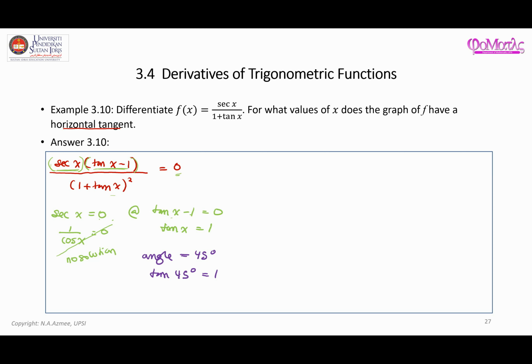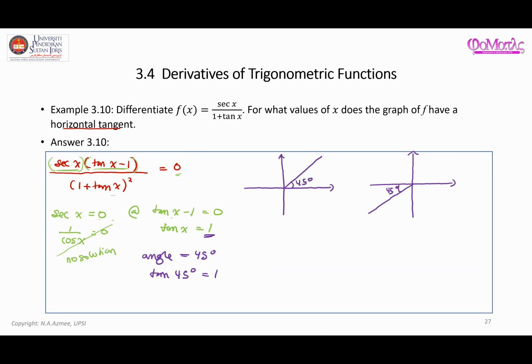We can consider 45 degrees to be the reference angle, and because the value here is positive 1, we know that the angle is going to be either in the first quadrant or in the third quadrant, which is here.